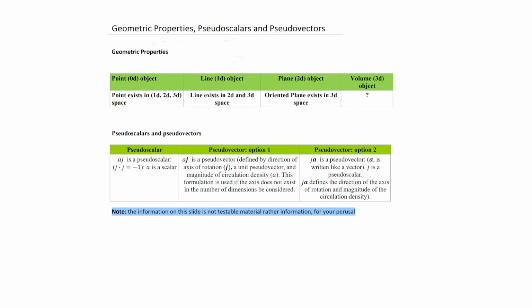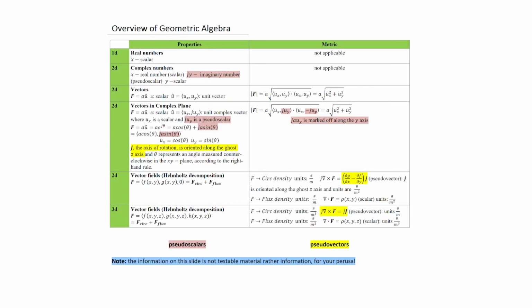The last slide is just a quick overview of what we call geometric algebra. This is where the notions of pseudoscalars and pseudo-vectors are unified. I've just put this slide here briefly to indicate the parts which are related to pseudoscalars and the parts that are related to pseudo-vectors. Again, you're not responsible for this material. You can see how complex numbers come into the picture, and you can also see, for instance, how the Helmholtz decomposition theorem comes into the picture. It's for your interest only, and we'll just leave it at that.